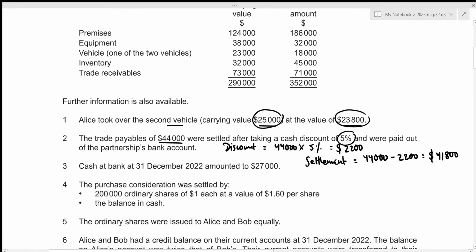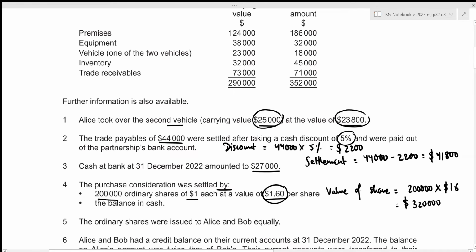Then cash at bank at 31st December 2022 amounted to 27,000. So this is the closing balance. And the purchase consideration was settled by 200,000 ordinary shares of $1 each at a value of 1.60 per share. So let's figure out the value of shares. The number of shares is 200,000. And the rate per share is given to be 1.6. This results in the value of share to be 320,000.